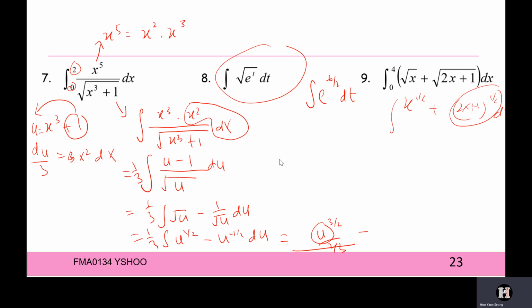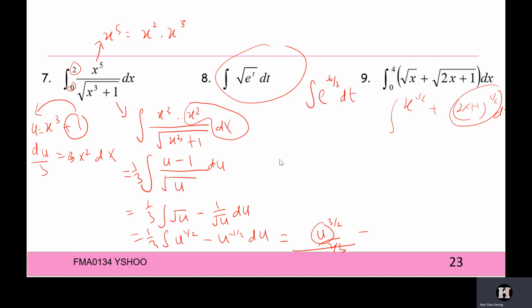What happened to my cos squared x? Remember, cos squared plus sine squared equals 1. So cos squared actually is 1 minus sine squared. And what is sine squared? It is u squared. So this question we change it to become u squared times 1 minus u squared du. So you are going to integrate u squared minus u to the 4 du. Then this is u cubed over 3 minus u to the 5 over 5 plus c.